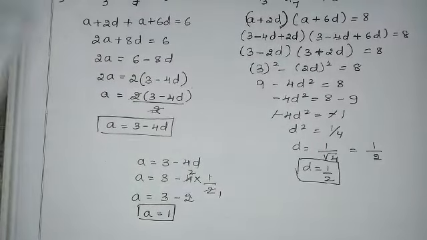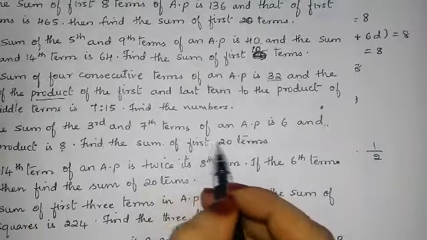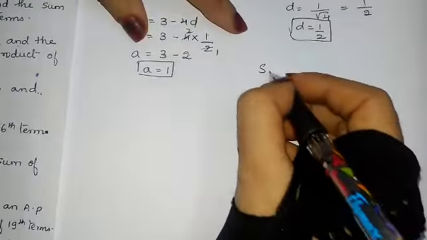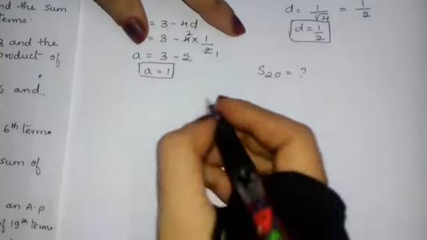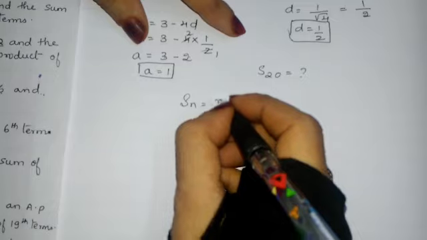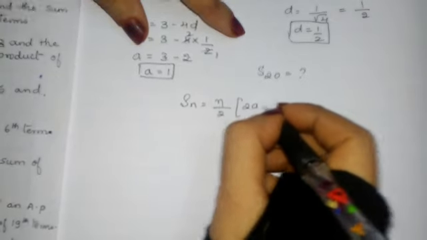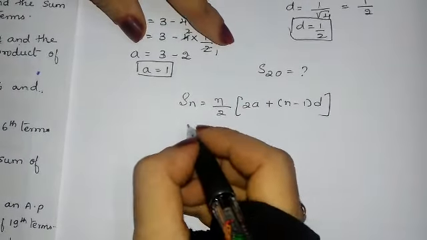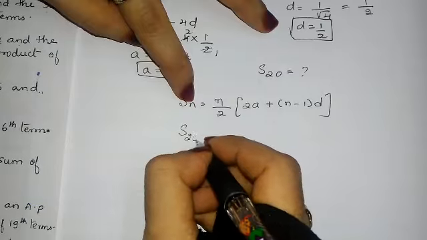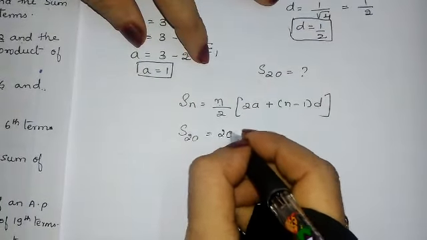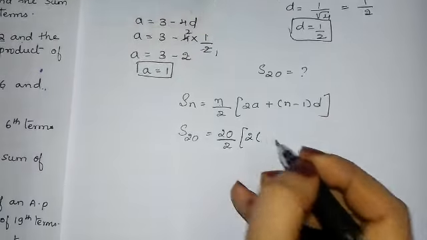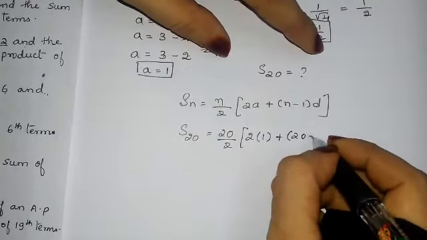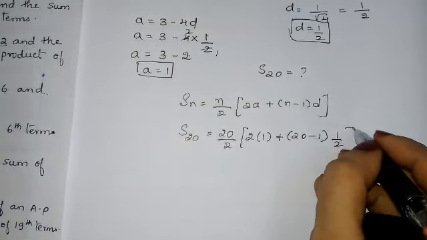What have they told us in the question to find? Find the sum of the first 20 terms. So let us find it. Yes, 20 we have to find. We know the Sn formula. Sn is equal to n by 2 into (2a plus (n minus 1)d). In place of n, I am writing 20, so 20 by 2. 2a, we have got the value 1, plus n minus 1, which is 19, d is 1 by 2.